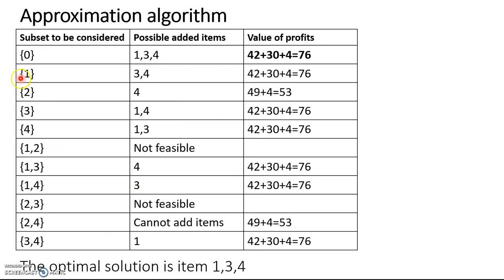So in this case, along with item 1, which is already present in the sack, I can add 2 more items, 3 and 4. Now I just add all the values of these 3 items.